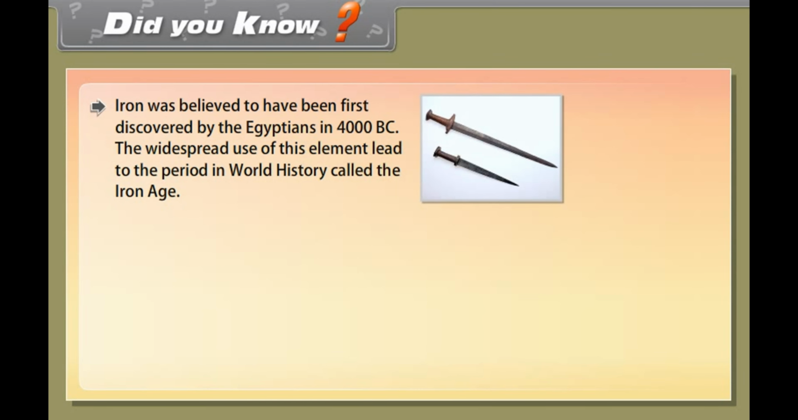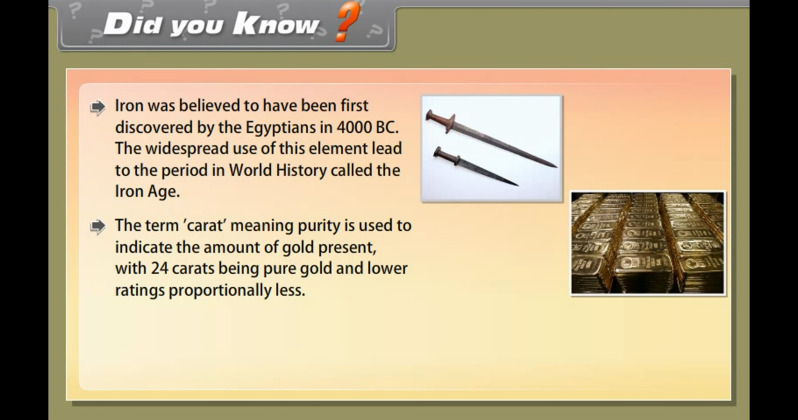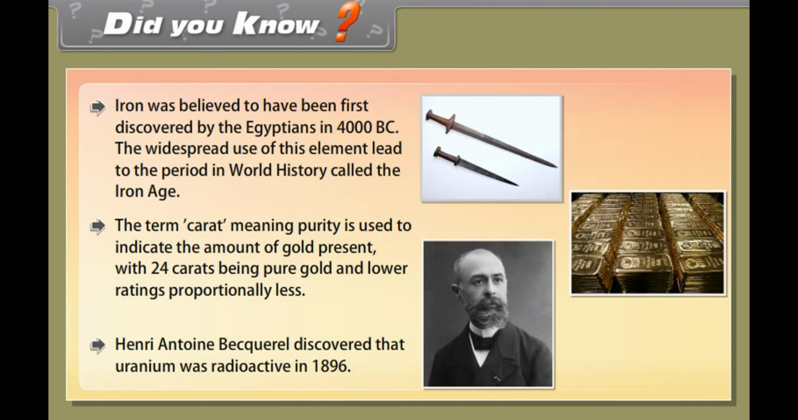Did you know? Iron was believed to have been first discovered by the Egyptians in 4000 BC. The widespread use of this element led to the period in world history called the Iron Age. The term carat, meaning purity, is used to indicate the amount of gold present, with 24 carats being pure gold and lower ratings proportionally less. Henri Antoine Becquerel discovered that uranium was radioactive in 1896.